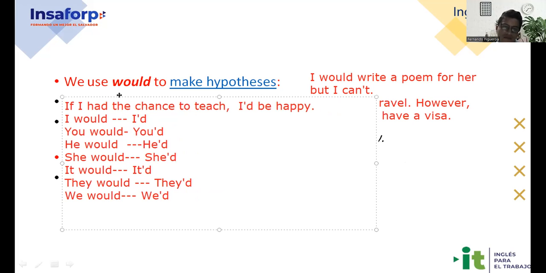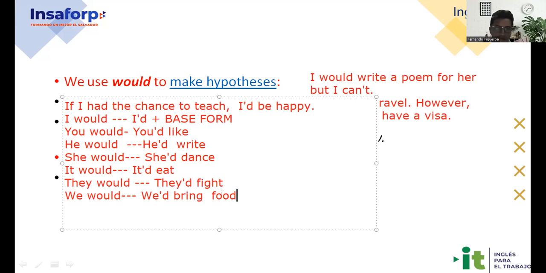Bien, eso sería en cuanto a los usos. La estructura después de would sigue un base form, una forma infinitiva del verbo. You'd like, for example, he'd write, she'd dance, ella bailaría, he'd eat, comería. They'd fight, ellos pelearían. We'd bring food, traeríamos comida, but we don't have the money.